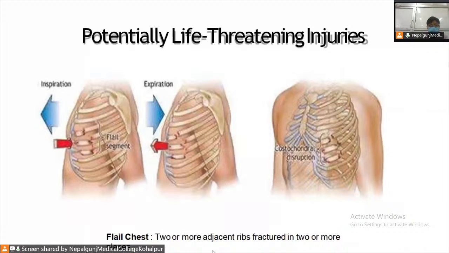Now, flail chest, that is, if two or more ribs are fractured at two or more places, such that it is fractured here and here. In inspiration, this segment draws inwards, and in expiration, this segment goes outwards, which is the opposite of what occurs in a normal patient. So this will result in failure of respiration.